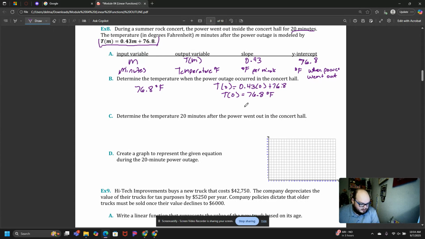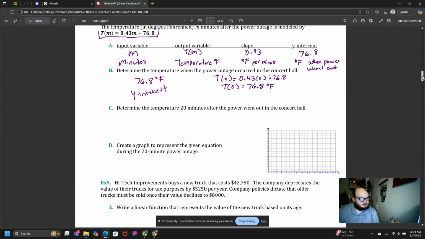Okay. So either way is a solid way to think about that, whether you want to think about it as being the y-intercept or you want to think I solved it. Okay, either one is going to work.